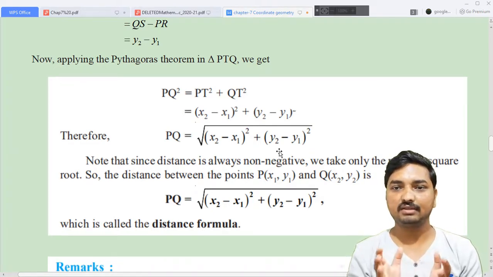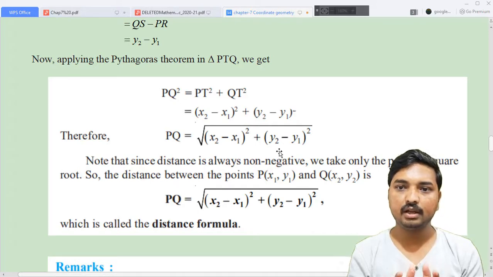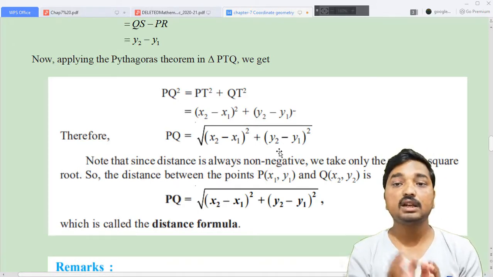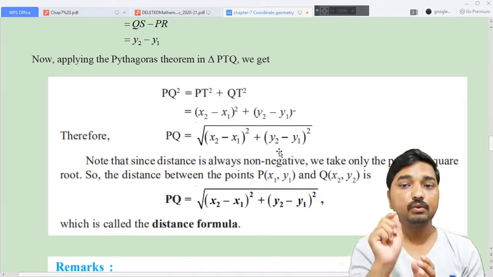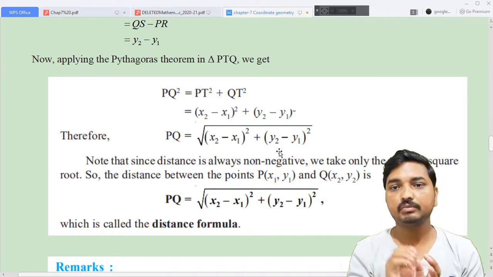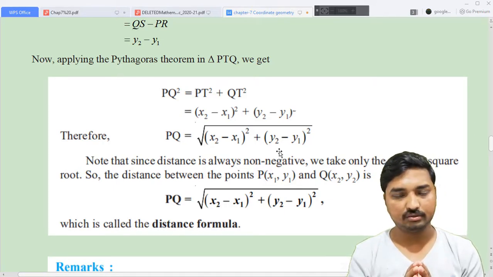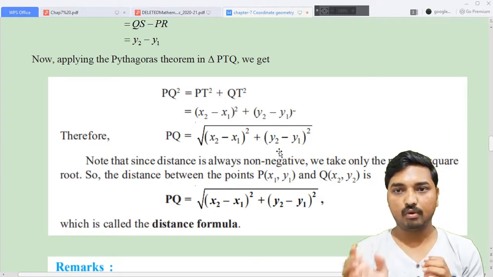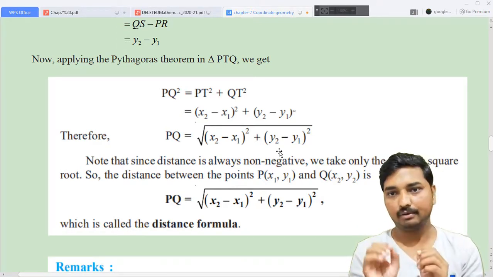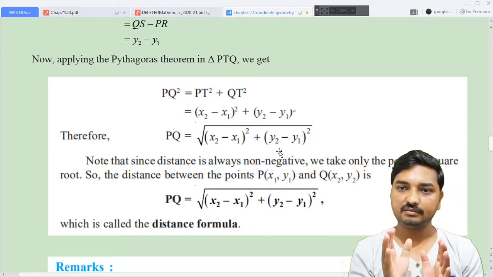Okay, so this is actually the theoretical formula to find the distance between two points, when their coordinates are given to you. You must know the coordinates. If you don't know the coordinates, it is impossible to find the distance between those two points. So that's why you must know the coordinates of those two points, then only you can find the distance between them by using the distance formula.